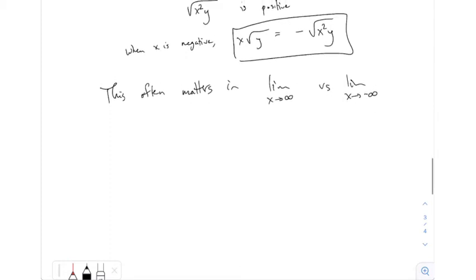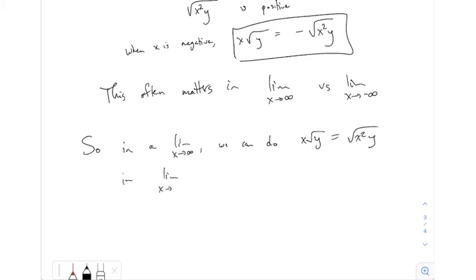I'll try to write in words. This means, to summarize this little technicality: in a limit as x goes to infinity, you can do this: x root something equals root x squared something, right? But in a limit as x goes to minus infinity, it must be this way, right? If the x is going to minus infinity, that means the x is going to be negative, like super big negative. You have to insert that minus sign.